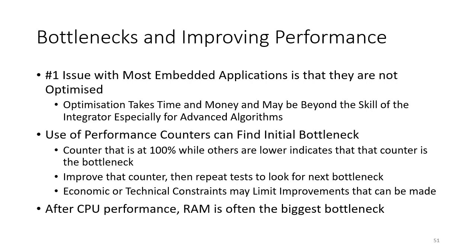Now, what you can then do is use performance counters to find the initial bottleneck. With Windows, you've got various performance counters you can use. You'd look at those counters to find out where your performance is, and what you're trying to do is find the one that's at 100%. If you find one that's at 100% while others are lower, then that indicates that that counter is a bottleneck. So again, using that previous application experience, you could look at the Windows performance counters.